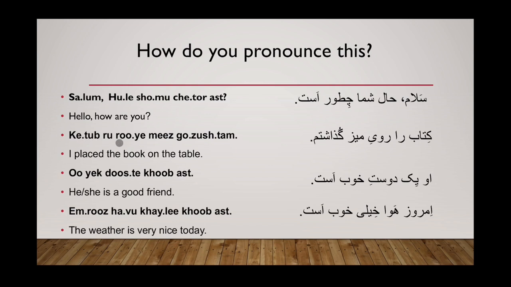کتاب را روی میز گذاشتم. I placed the book on the table. Now we have another one. او یک دوست خوب است. Remember, this is the خ. او یک دوست خوب است. He or she is a good friend.